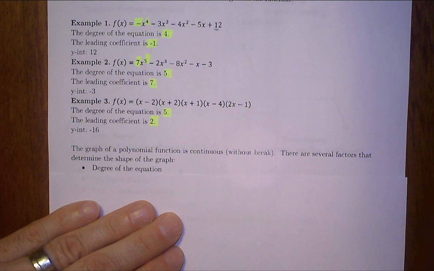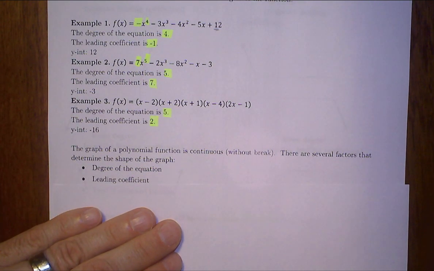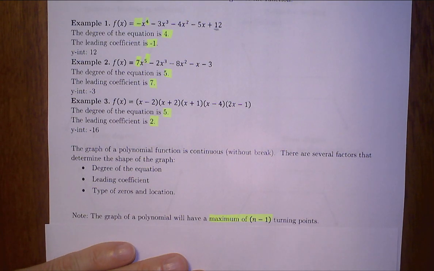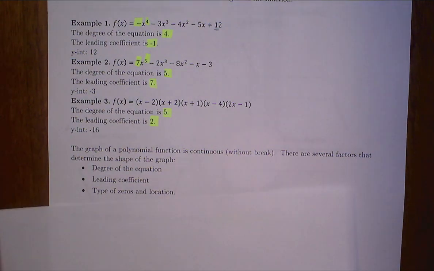Number one, the degree of the equation. Two, the leading coefficient. Three, the type of zeros, and sometimes we call this the multiplicity of zeros, and the location where those zeros are. And this is more for curiosity's sake for now. We are going to graph polynomial functions, and what we'll see is that it has a maximum of n minus 1 turning points. A turning point on a parabola, for instance, was the vertex. It is the point at which the function turns from going downhill to uphill, or from decreasing to increasing, or from increasing to decreasing.